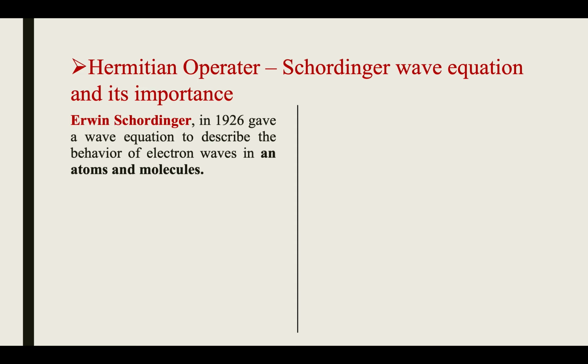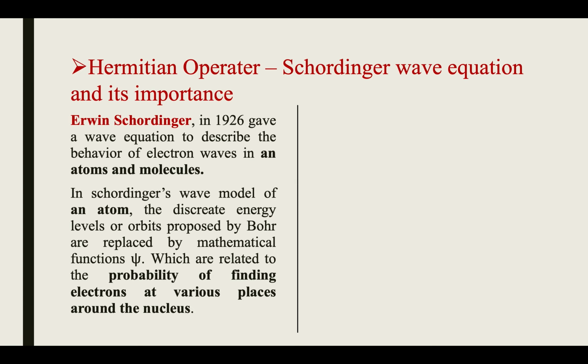In each atom and molecule there is always an electron, and how the electron behaves in the atom and molecule under certain conditions, we can plot into the wave equation. So in the Schrodinger wave model of an atom, the discrete energy levels or orbits proposed by Bohr are replaced by a mathematical function psi, which is related to the probability of finding electrons at various places around the nucleus.